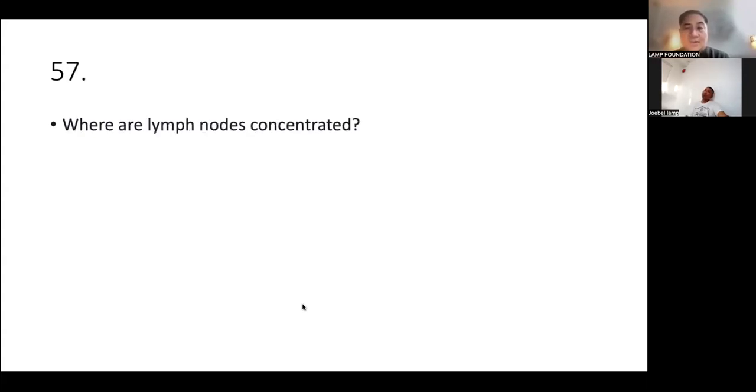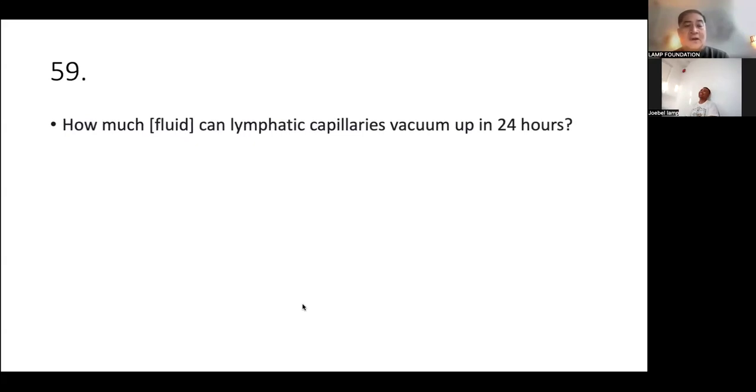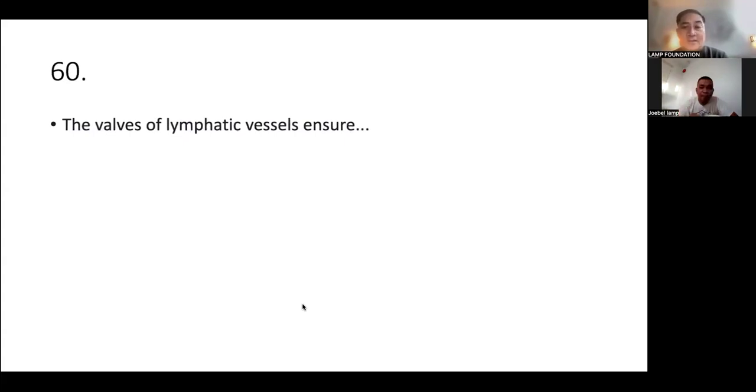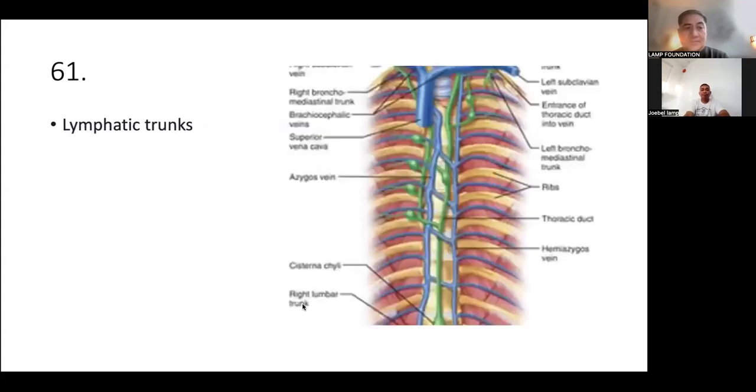Where are lymph nodes concentrated? Clump at body junctions. Like the groin, the armpit, diba? Where are lymph nodes distributed? Along the vessels. How much fluid can lymphatic capillaries vacuum up in 24 hours? 3 liters. The valves of lymphatic vessels ensure what? A one-way flow. Okay.